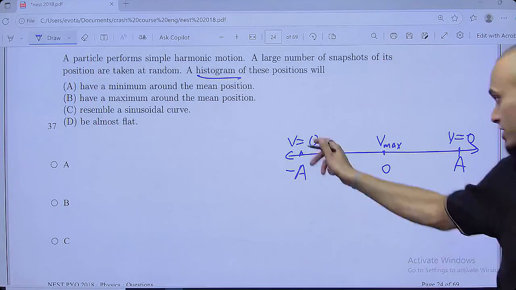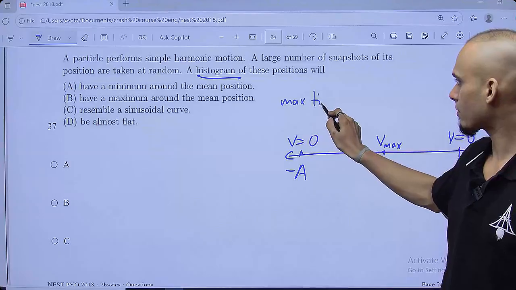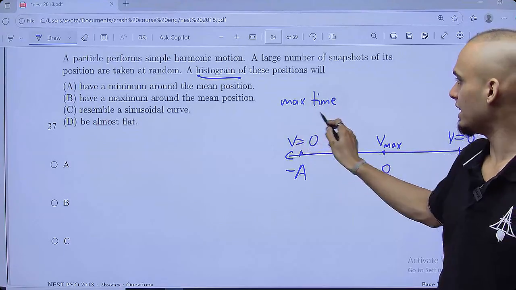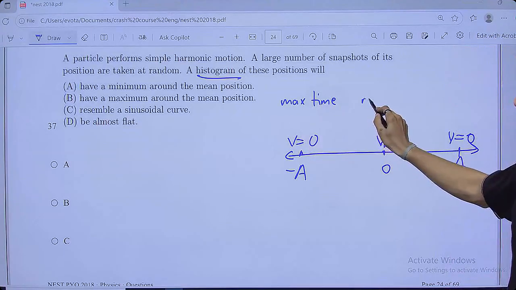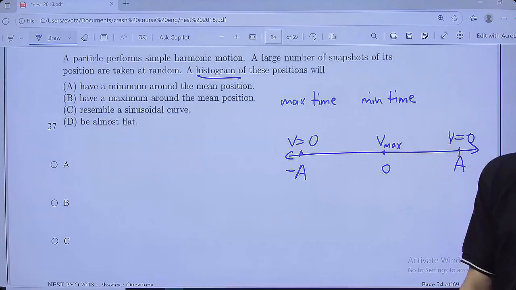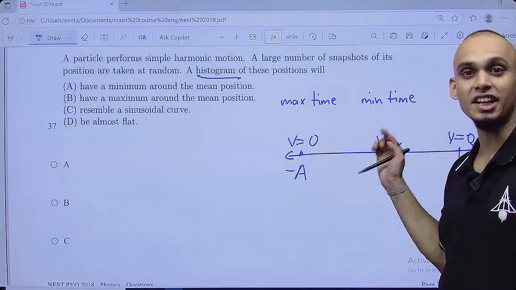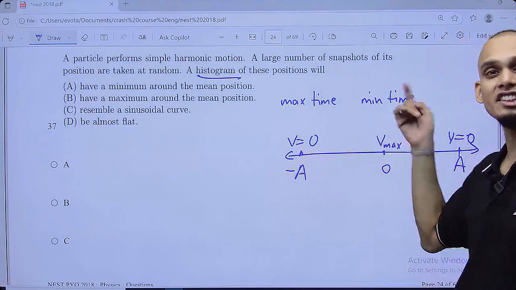Since velocity is 0, it will spend maximum time in this region, and it will spend minimum time around the center, because since its speed is maximum at the center, it will get away from that region very, very quickly.